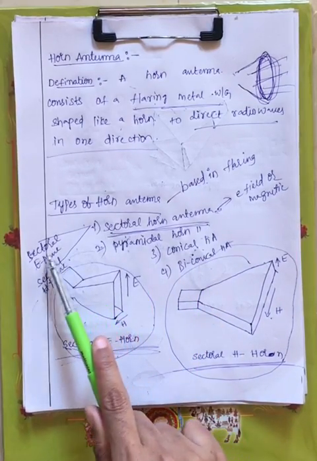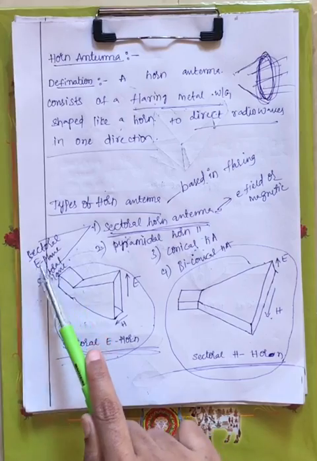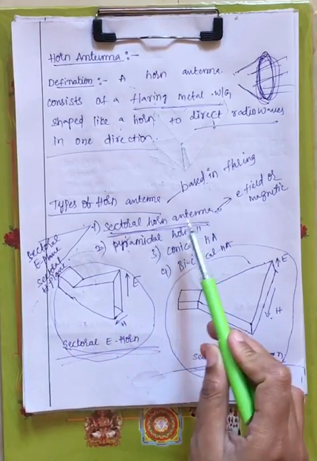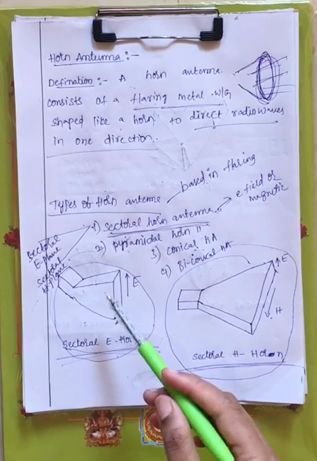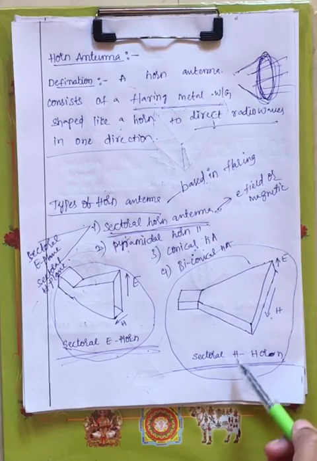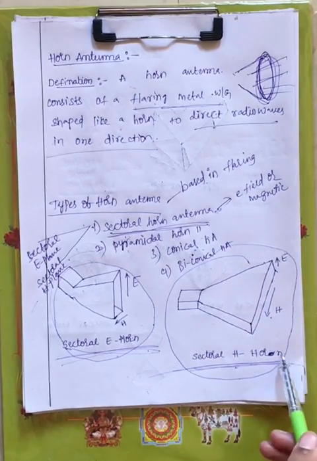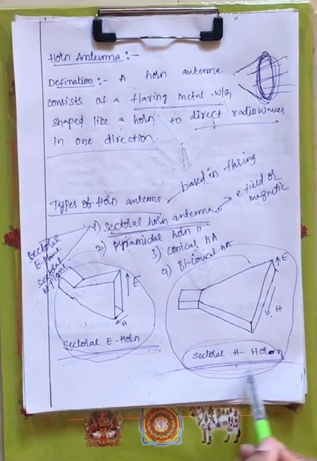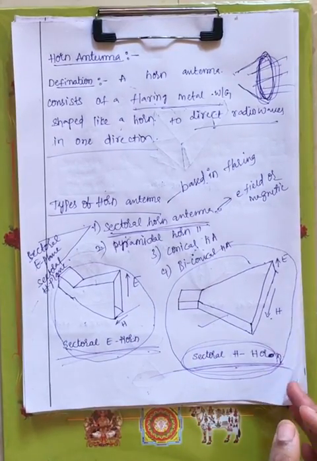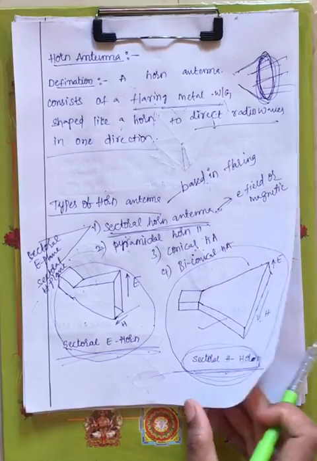And under this again we have two different types. One is sectorial E plane and another one is sectorial H plane. Now if the flaring is done with respect to electric field direction, that we call as sectorial E horn. If the flaring is done with respect to magnetic field direction, that we call as sectorial H horn. Now these are the figures of sectorial E horn and sectorial H horn. Flaring is done only in one direction.